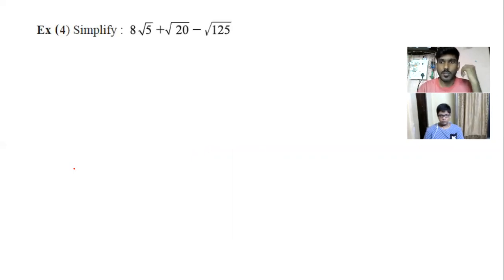Okay, so we had started with simplification of surds. And I think this sum we had done. Yes? 8 root 5 plus root 20 minus under root 125. Yes, sir.